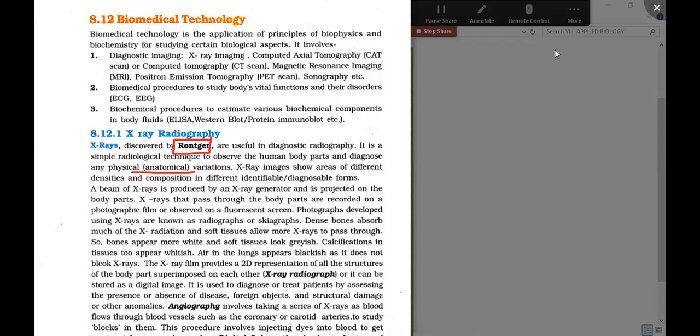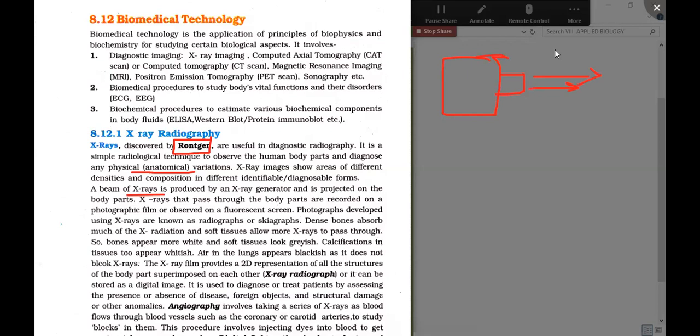What X-rays will do: a beam of X-rays is produced by an X-ray generator and is projected on the body part. That X-ray generator machine will be seen later, and that particular machine is going to project the X-rays on the body part.